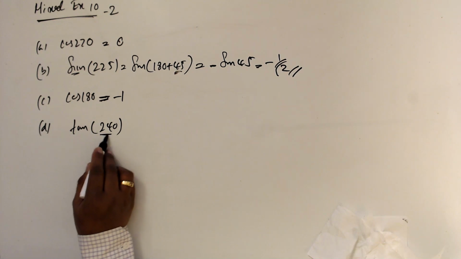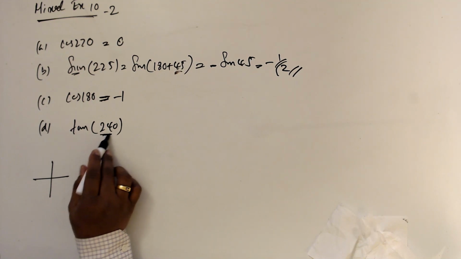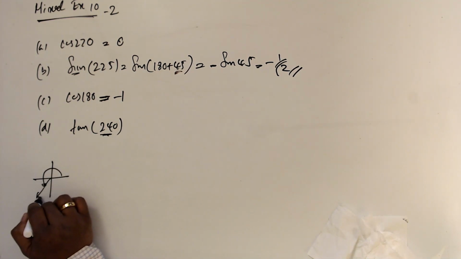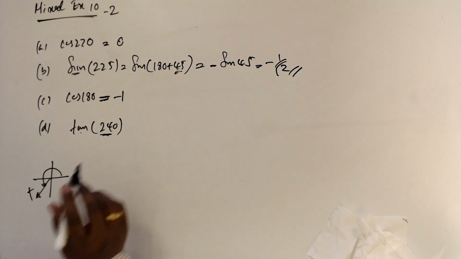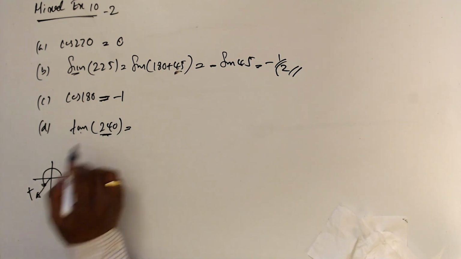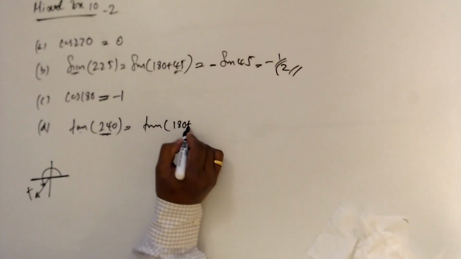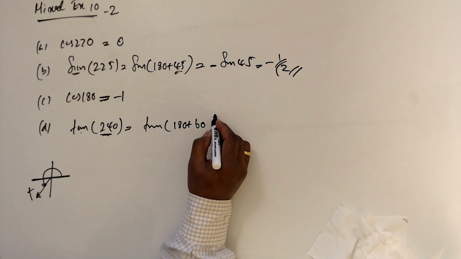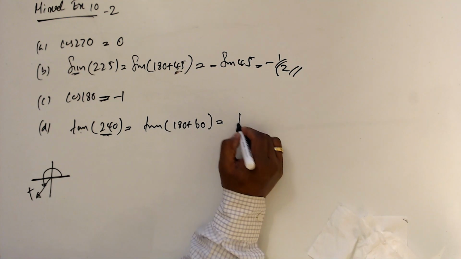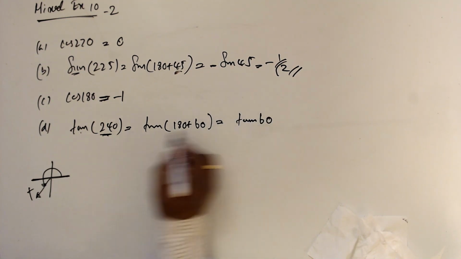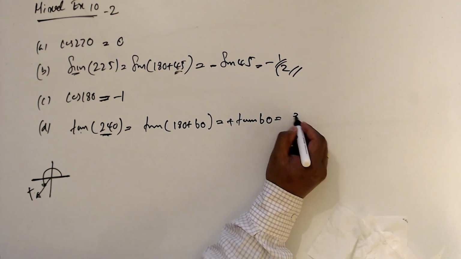Tan 240. In which quadrant is this tan? Sorry, not tan, 240. The 240 angle is in this quadrant. In this quadrant, tan is positive. Right. So having this knowledge, I am writing this 240 in terms of this axis. So tan 180 plus 60, which is 240. Now we simply drop the 180, tan 60, and it is positive. And we know this answer is going to be square root 3.